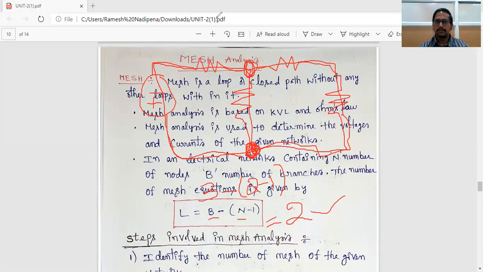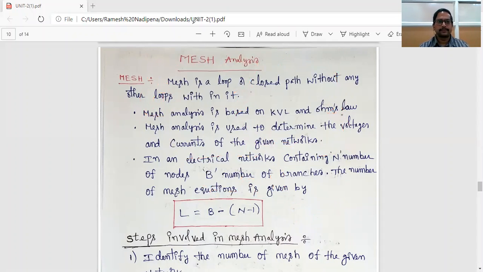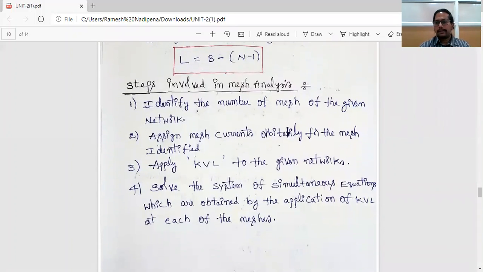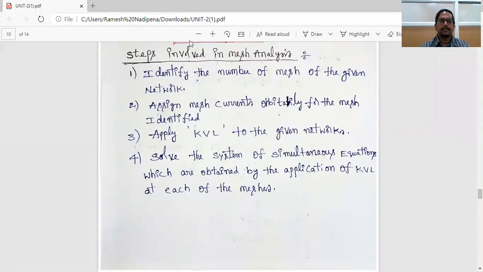Now let us discuss the procedure to find the voltages and currents using mesh analysis. Let us see the procedure. Here are the steps involved in mesh analysis. What is step one? Step one is to identify the number of meshes of the given network. That is step one. Of course, I'll explain each and everything through circuit diagrams and numericals.